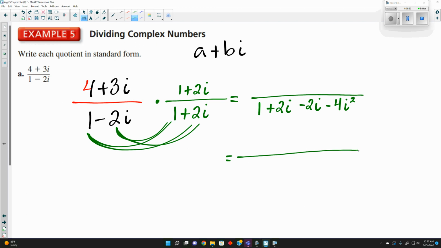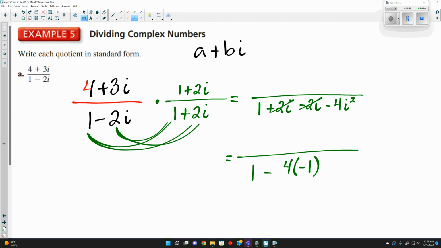Well, in the denominator, our 2i and negative 2i will cancel and give us 1 minus 4 times negative 1, because i squared is negative 1. That's one of the ones that's going to be good to know because it will show up most often. As we've seen with multiplication, i squared shows up a lot. So knowing that it is negative 1 and converting it over is somewhat helpful.